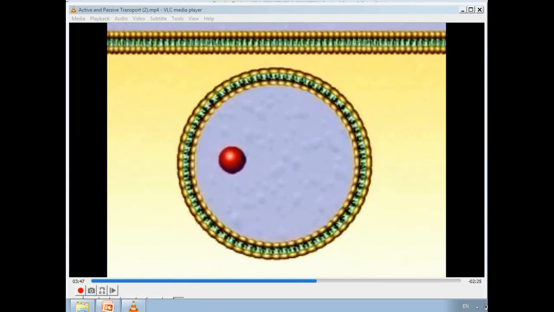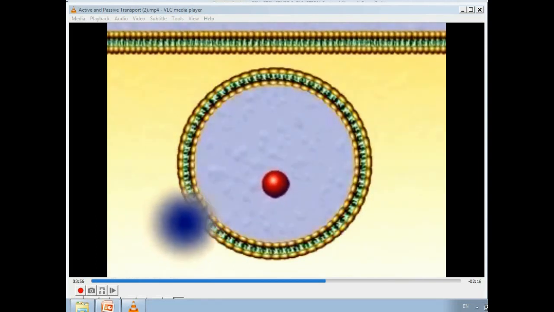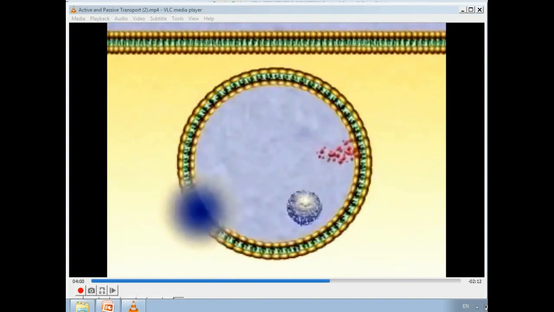The material in the vesicle still has to pass through the membrane in order to be used by the cell. In this case, the lysosome joins with the vesicle and digestive enzymes break down the material to particles small enough to pass through the membrane and into the cytosol.